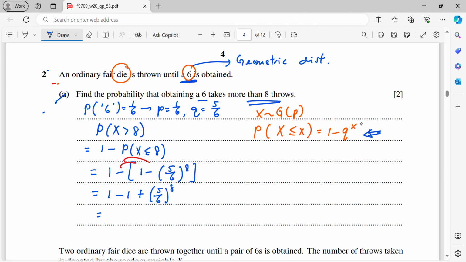So at last, you will be getting 0.2326, and this rounded up to 3 significant figures will be 0.233.